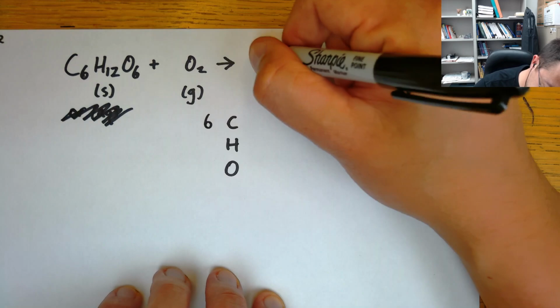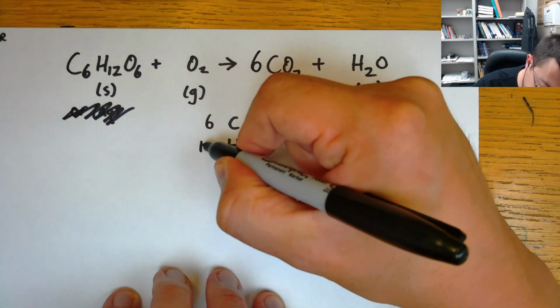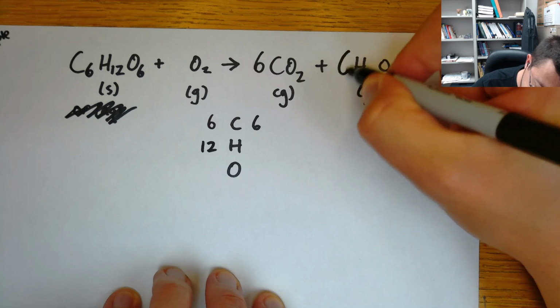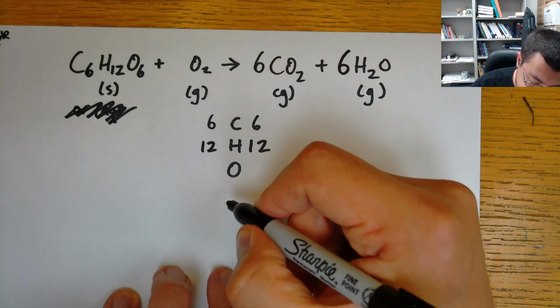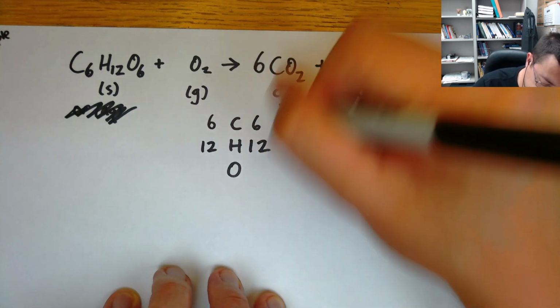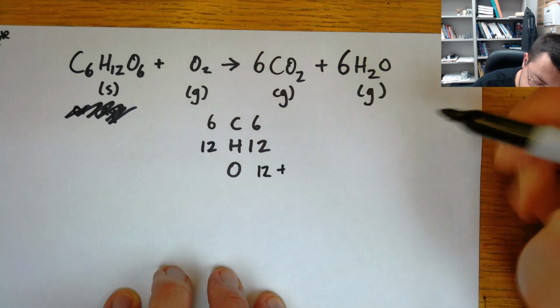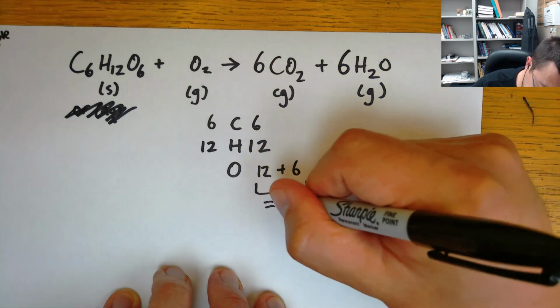6, 6, 12, 12. Products' oxygens first. 6 times 2 is 12. 6 times 1 is 6. That will equal 18.